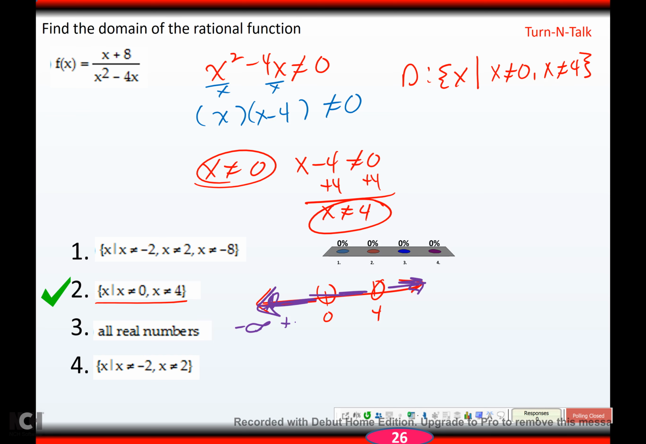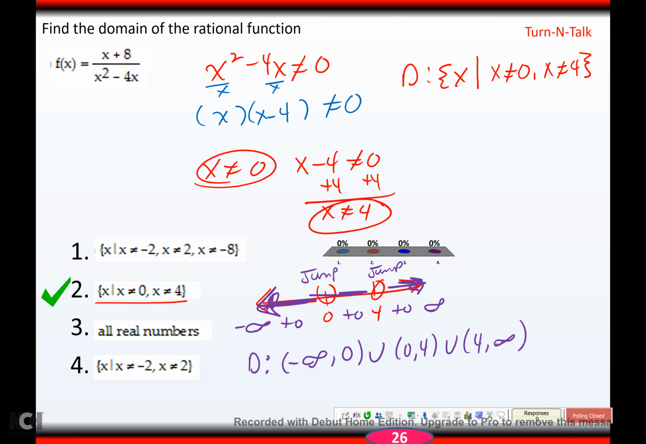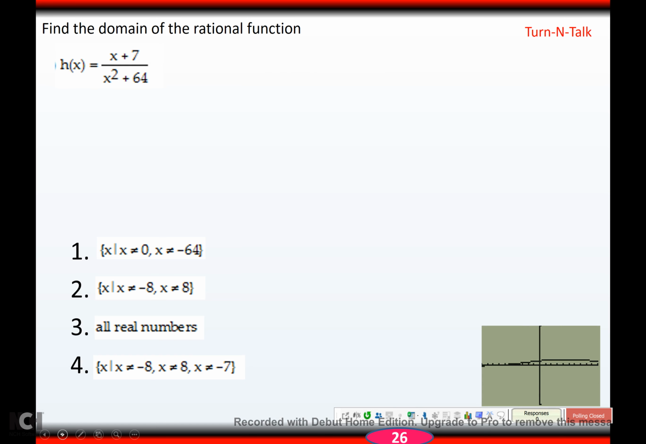So that would be negative infinity to 0, 0 to 4, 4 to infinity, and these are your jumps. Which means my domain in interval notation goes from negative infinity to 0, union, 0 to 4, union, 4 to infinity. Okay? All right, and you can see on the graph at 0 there's a jump, and at 4 there's a jump. All right, you do this one, come back when you're ready.